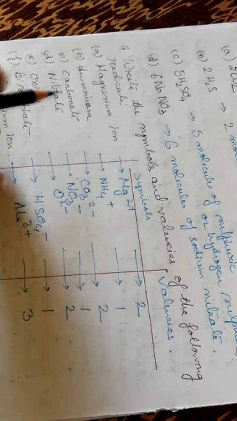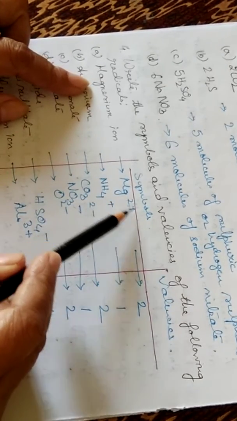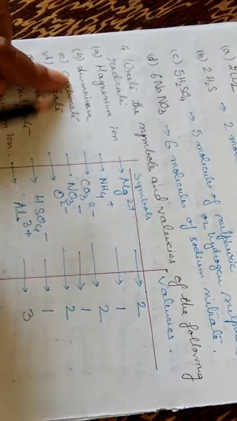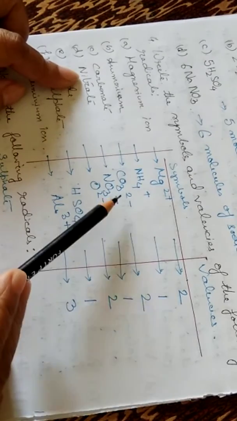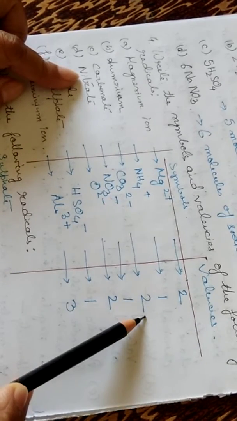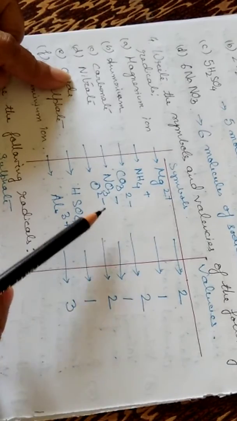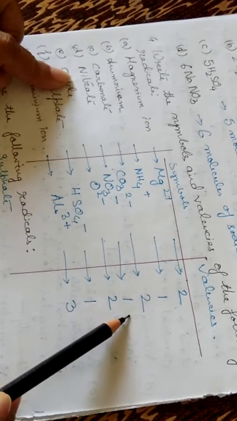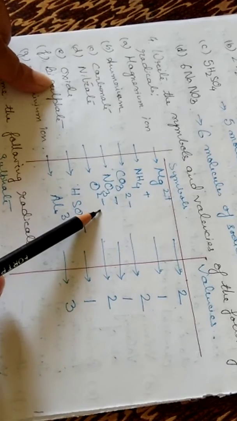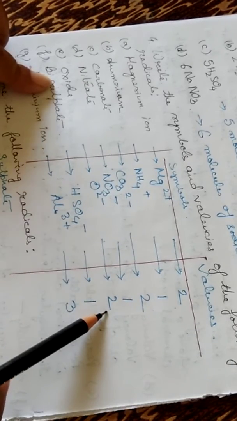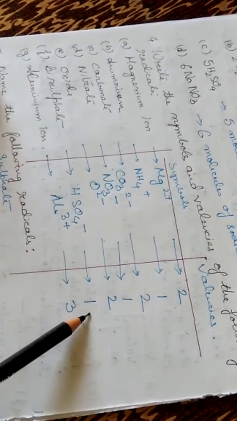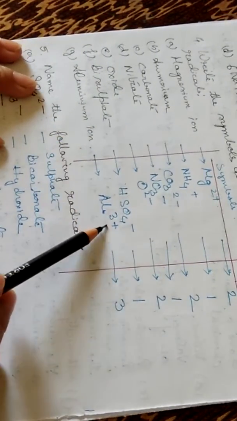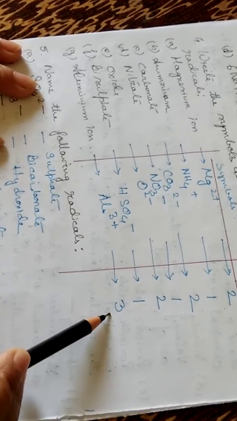Then write the symbols and valencies of the following. Magnesium ion, it's Mg2+, the valency is 2. Ammonium NH4+, valency is 1. Carbonate CO3 2-, 2 is the valency. Nitrate symbol is NO3-, valency is 1. Oxide O2-, that is 2 is the valency. Bisulfate HSO4-, that is 1 valency. Aluminium ion Al3+, that is 3 is the valency.